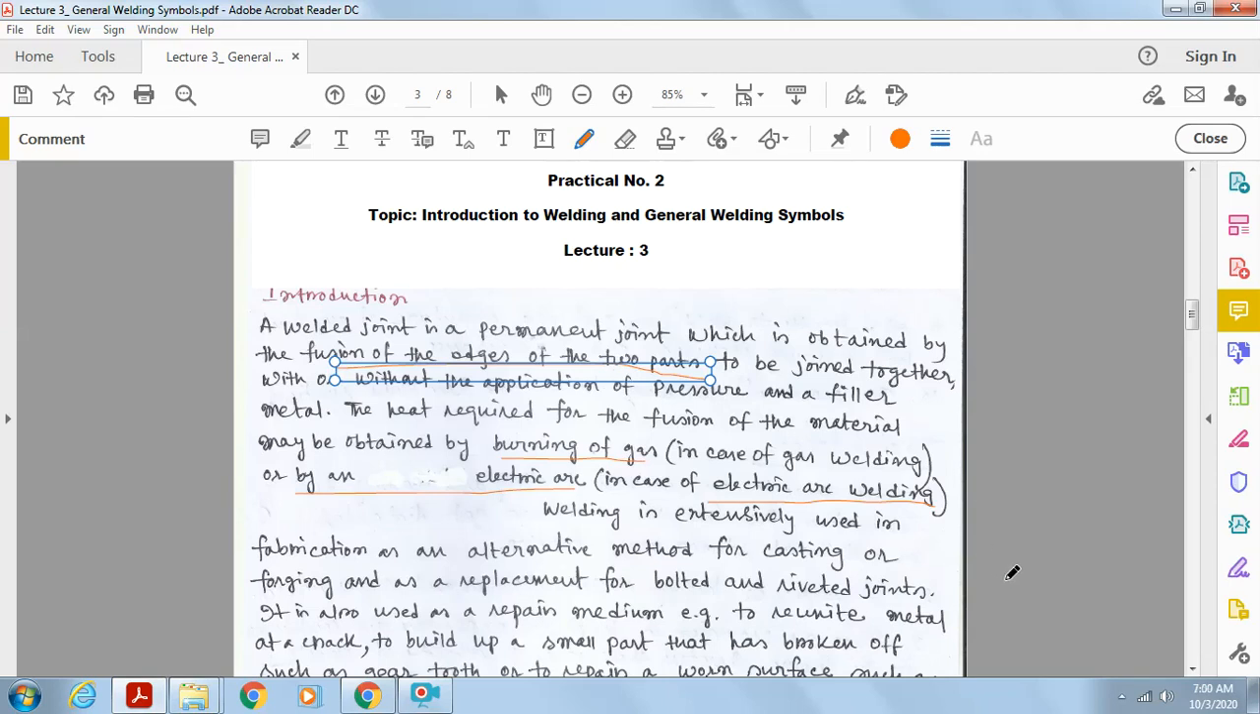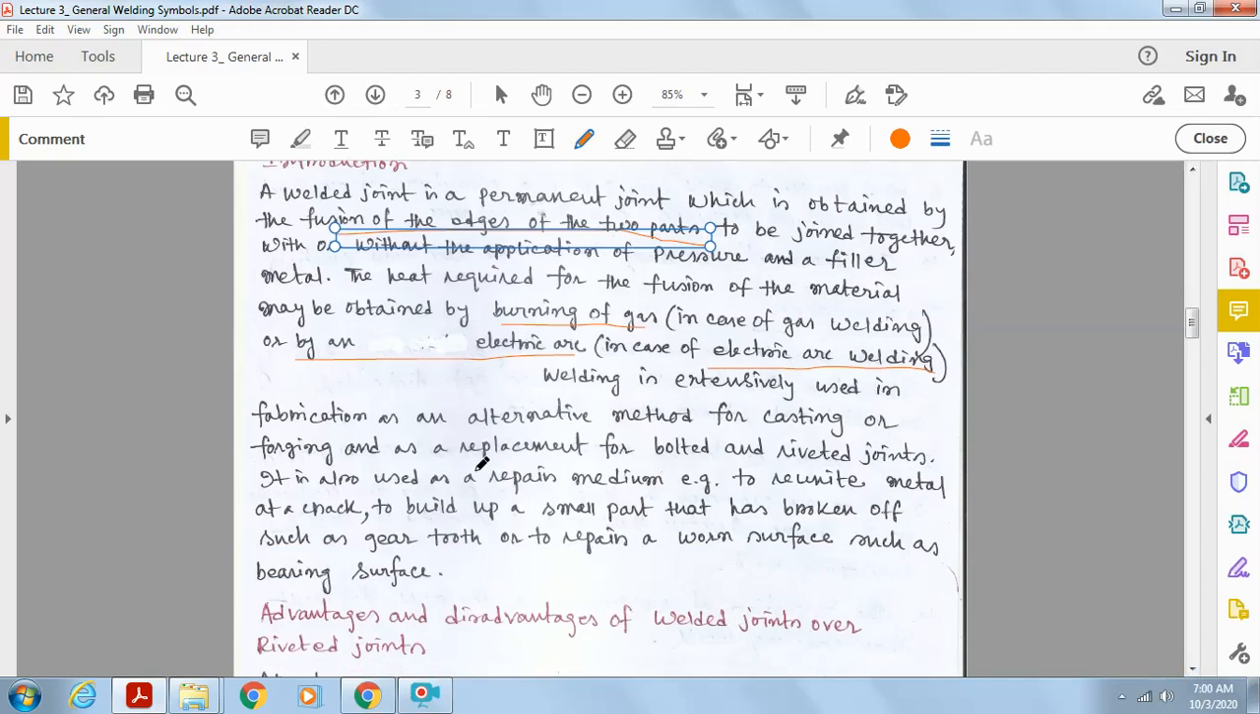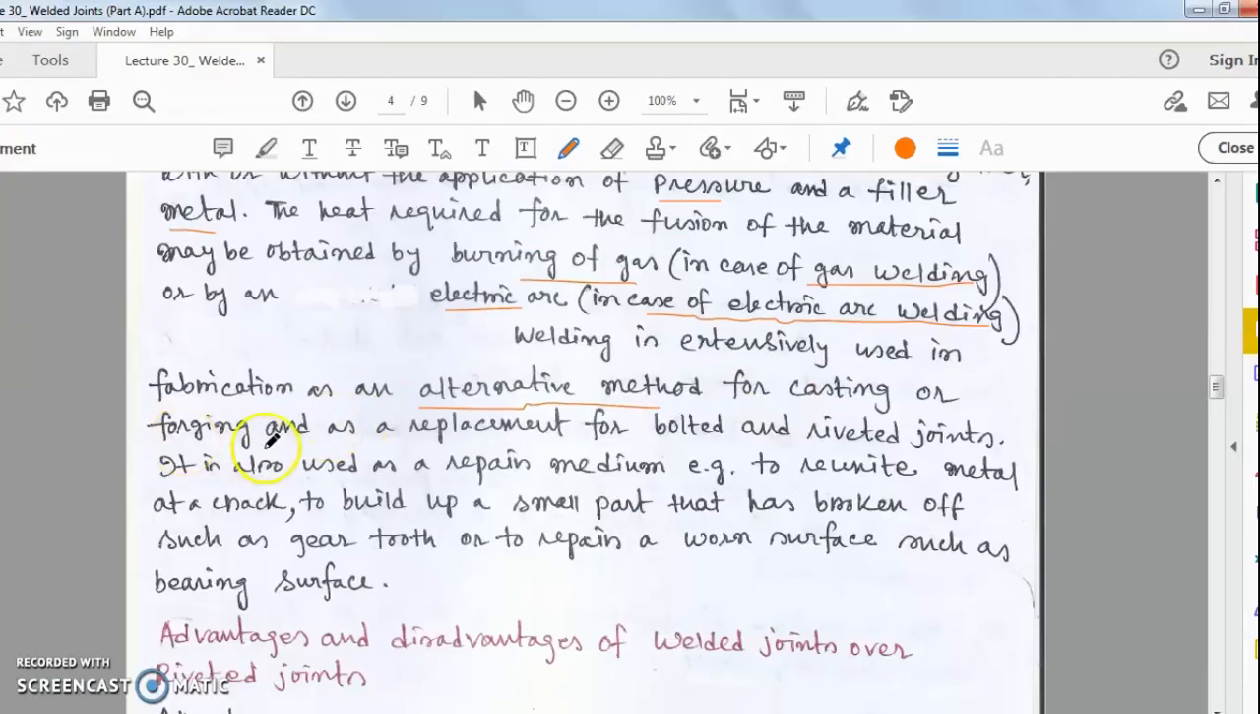Now, welding joint is extensively used in fabrication as an alternative method for casting or forging, and as a replacement for bolted and riveted joints. It is also used as a repair medium, for example, to reunite metals at a crack, to build up a small part that has broken off, such as a gear tooth, or to repair a worn surface, such as bearing surfaces.